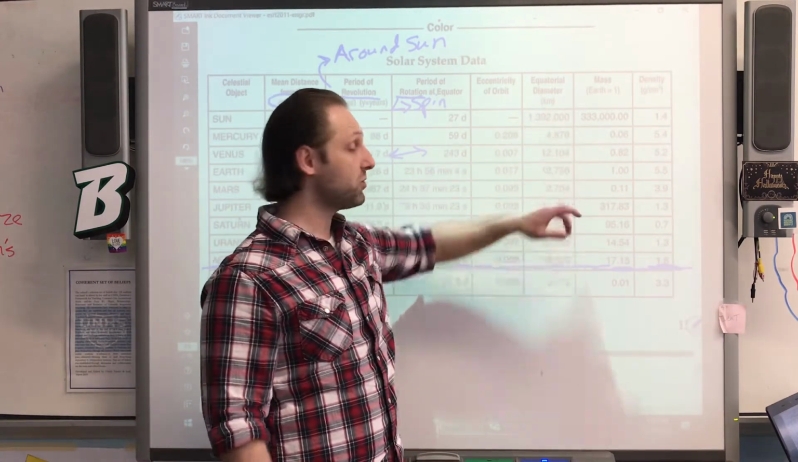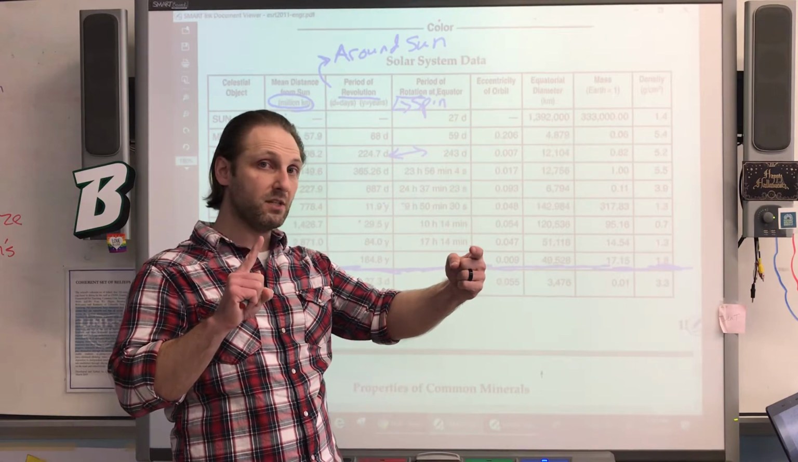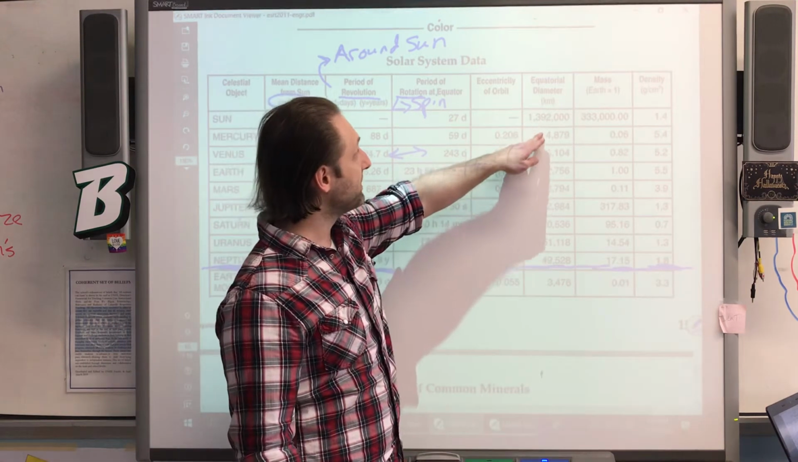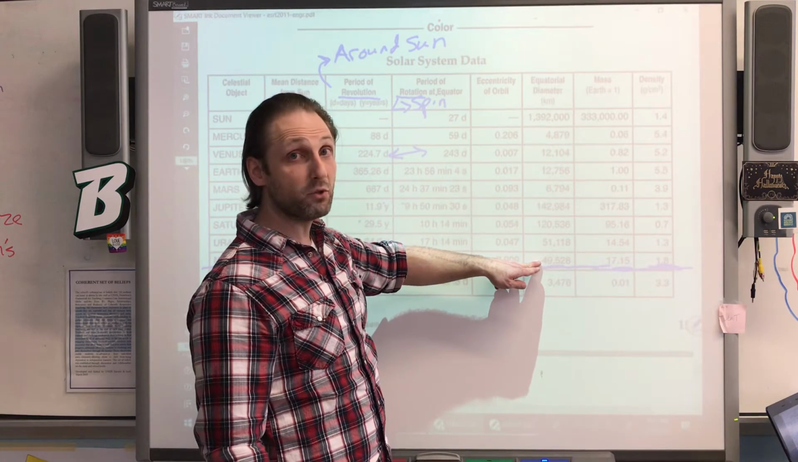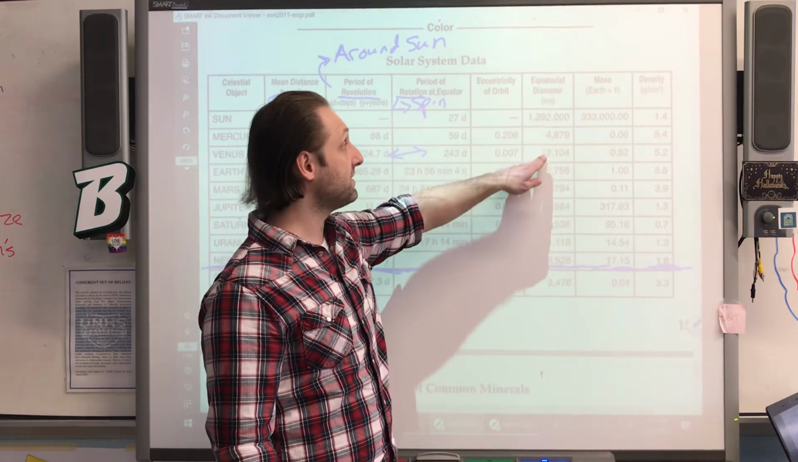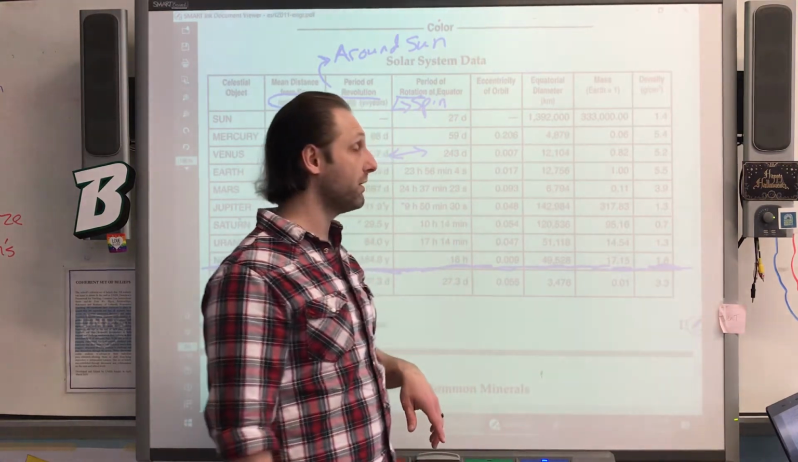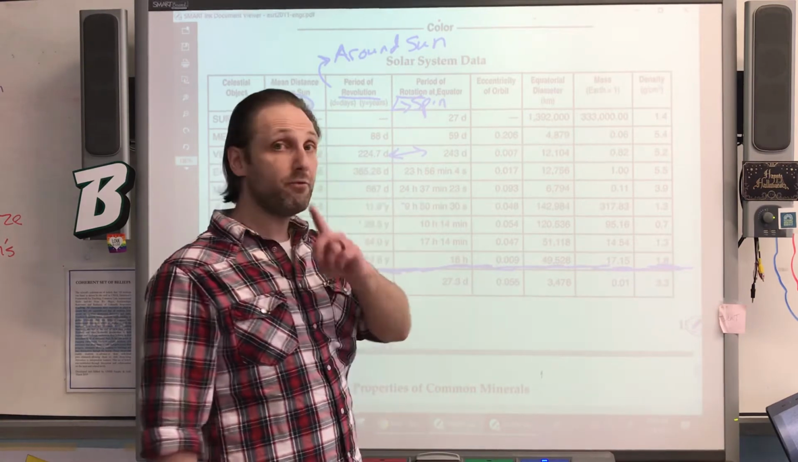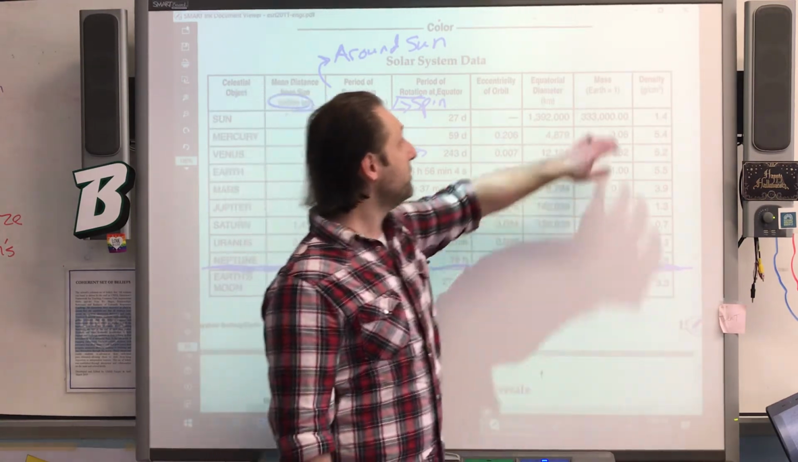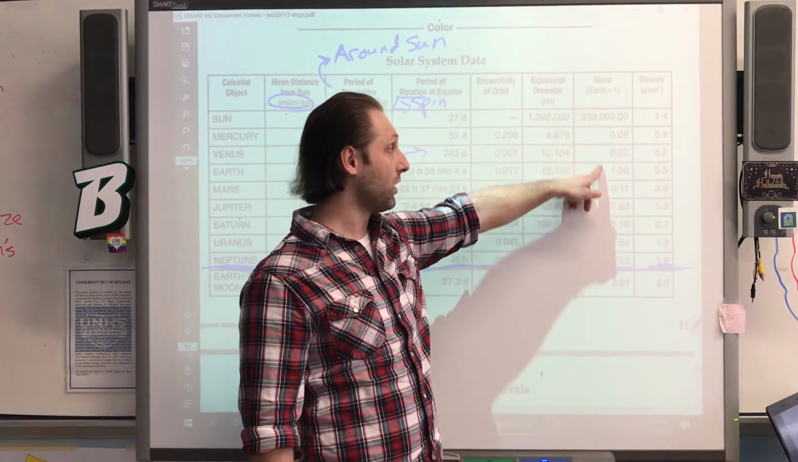Equatorial diameter, so the diameter across the equator of these planets, you have your distances in kilometers. Remember, if you're doing anything with circumference, this is diameter, so you have to turn it into a radius before you do pi r squared for area, or pi d for circumference. You've got mass, so this is how many Earth masses these things are worth.